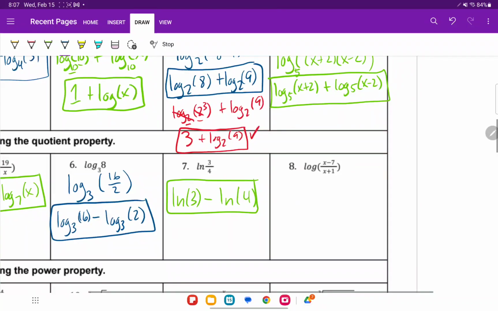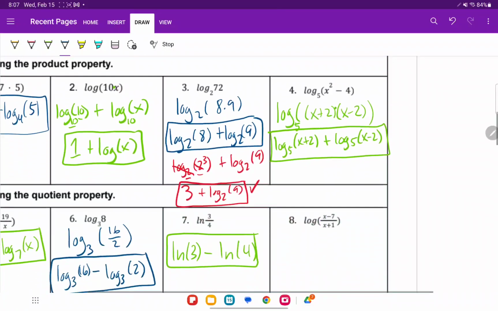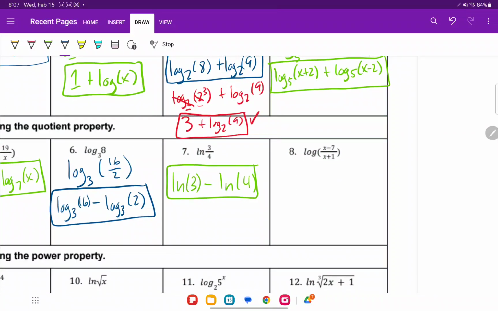And then for number 8, we have log of x minus 7 over x plus 1. Now, one thing I want to point out, notice it's only one log. There shouldn't be multiple logs with this problem, okay? So if it's multiple logs, then you can't actually use the properties. If you go back to the properties, it always starts with one log, and then it expands into multiple ones for the most part. So here we have log of x minus 7 divided by x plus 1. So again, we're going to start with the top one, log of x minus 7. Then we're going to subtract log of x plus 1. And we can't go any further, so there's our expanded form.